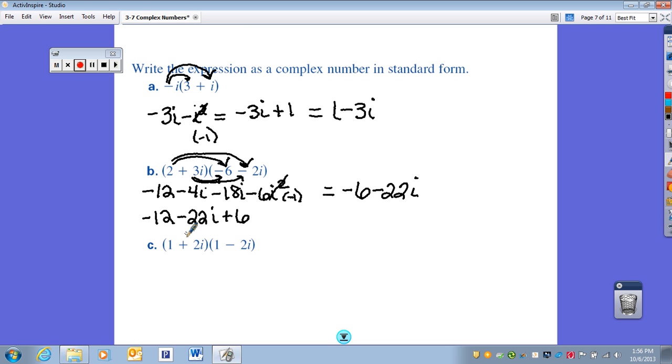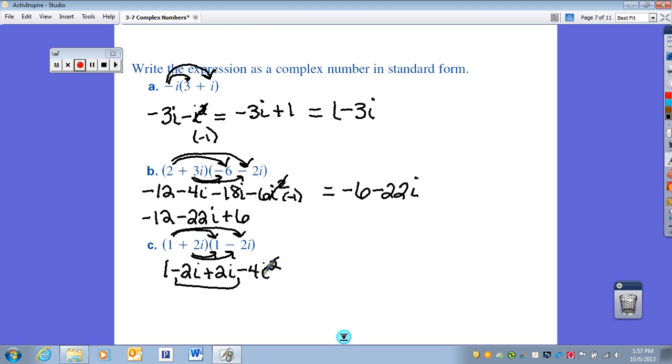Let's take care of letter C. I think we can take a look and know that they're opposite binomials, so it's going to be similar to the difference of squares when we multiply. Let's use FOIL. So 1 times 1 would be 1, and 1 times negative 2i will be negative 2i. Then 2i times 1 is going to be 2i, and 2i times negative 2i would be negative 4i squared. Combining like terms, we can see the negative 2i plus 2i would be 0.